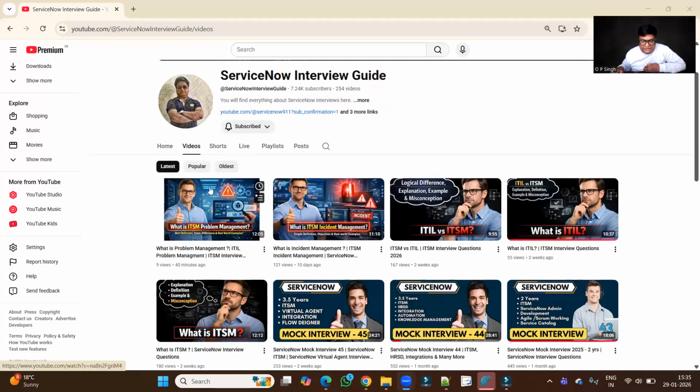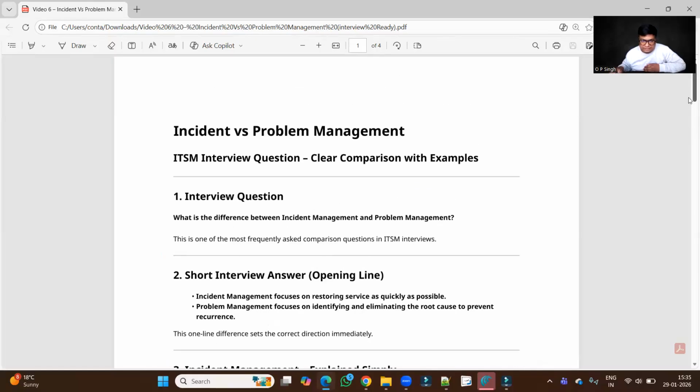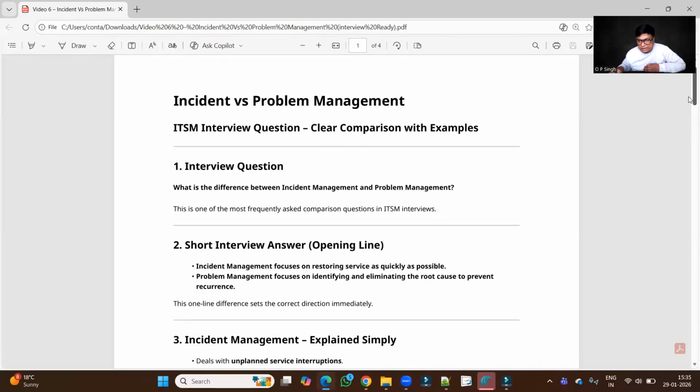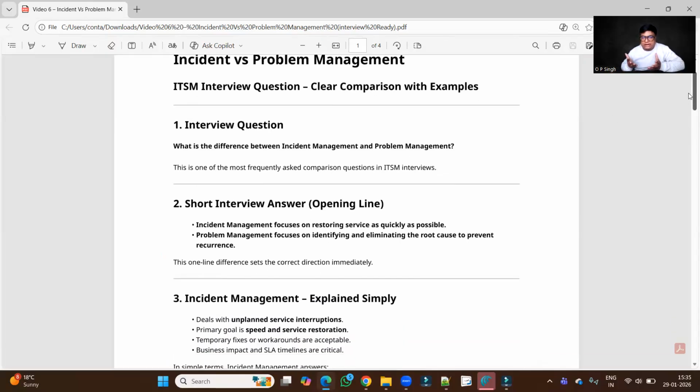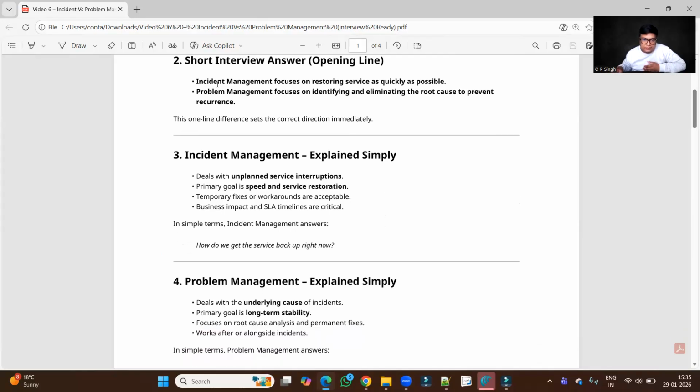In ITSM interview questions, today we discuss the difference between incident and problem. This is one of the most common questions, and the interviewer wants to know your conceptual clarity, and that's why they are asking it. So let's go to the difference immediately. This is the short answer, very basic.